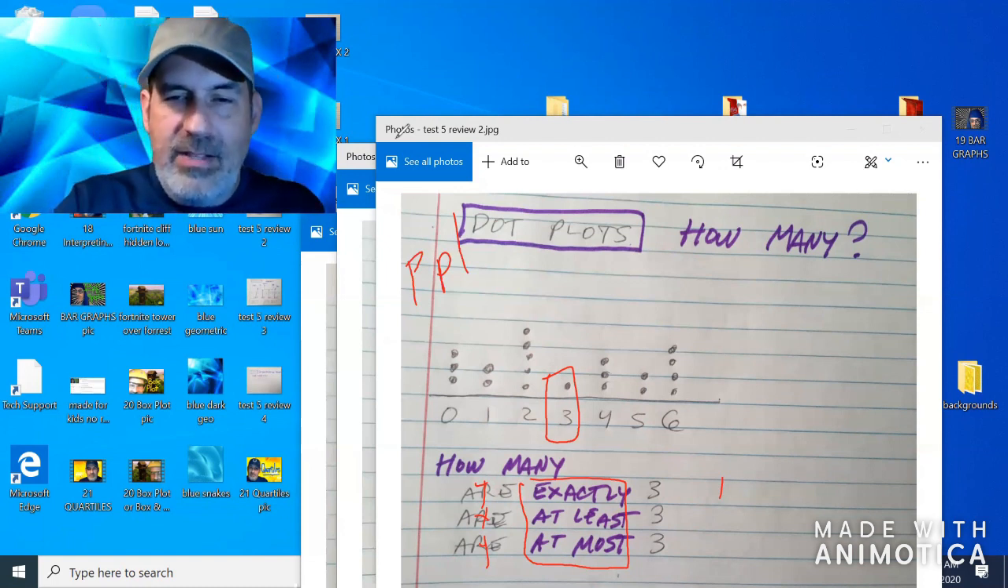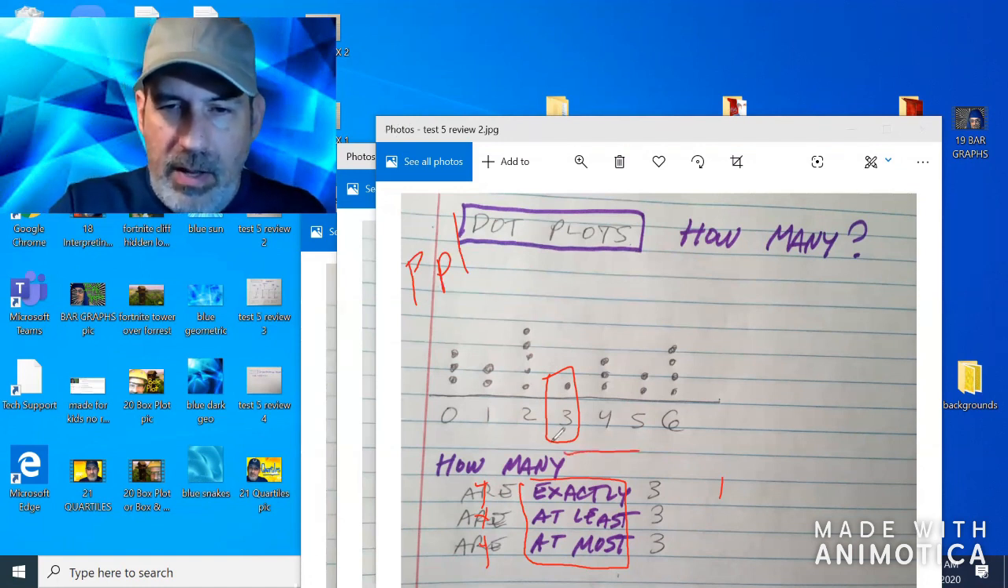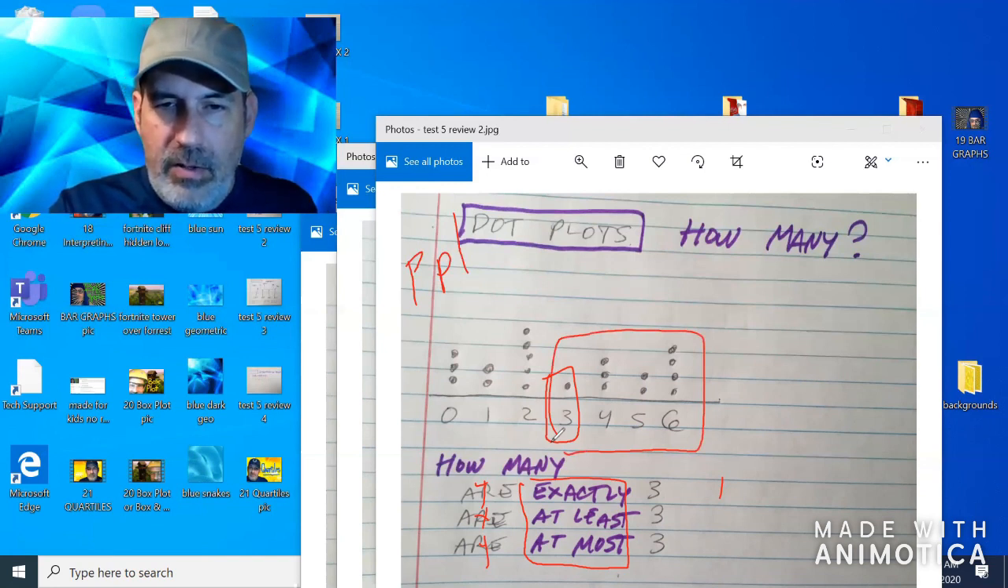So in here it's saying at least 3. They want 3 or more. So it's going to be all of these, okay? At least 3 means it's all of these. So I have 1, 2, 3, 4, 5, 6, 7, 8, 9, 10. So I have 10, okay?